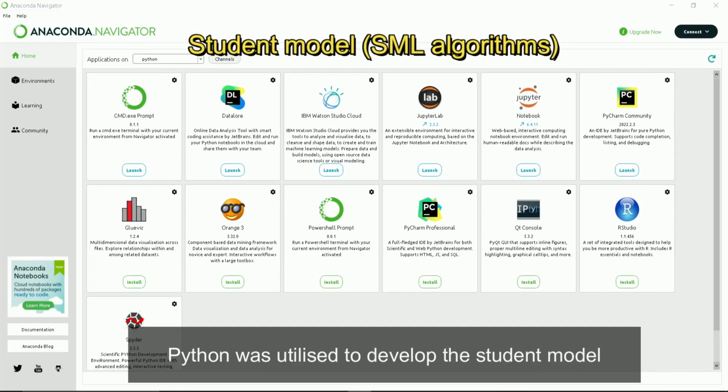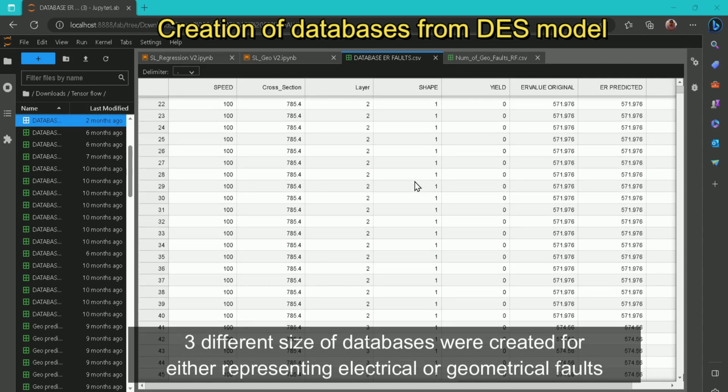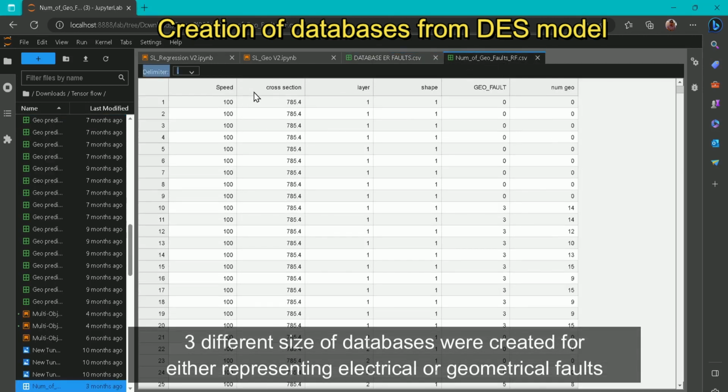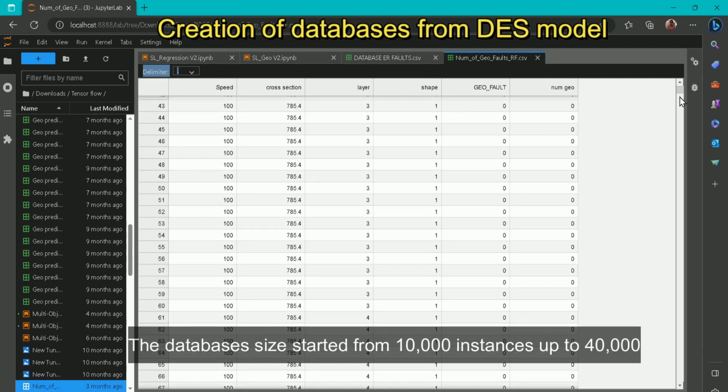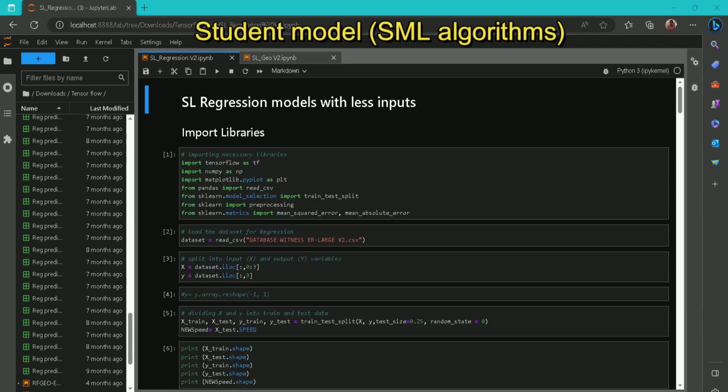Python was utilized to develop the student model. 3 different sizes of databases were created for representing either electrical or geometrical faults. The databases' size started from 10,000 instances up to 40,000.